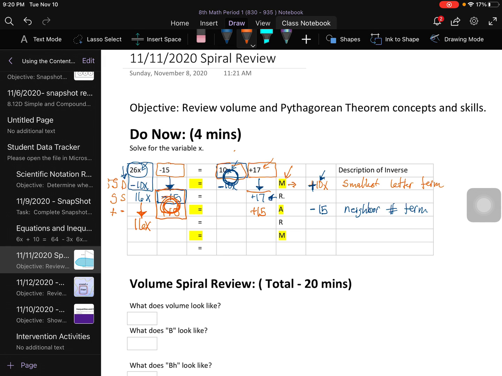And are we going to add or subtract these two terms? Well, that would be add, because they have the same signs. And that would be a positive 32. Now we have successfully done our rewrite. Right here, the last pick is still going to be our smallest letter term, just like the first.